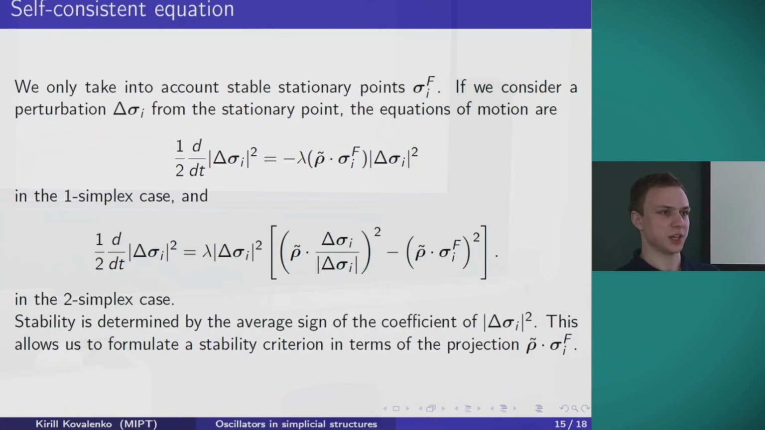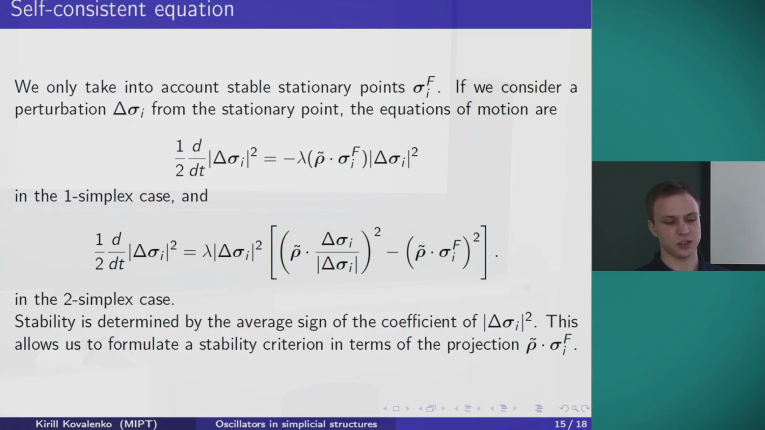We don't want to take into account the points of agents which are not stable, where the agent will not stay in this position. In order to decide which points are stable and unstable, we take a small perturbation from a stationary point and write an equation of motion. In case of one simplex, it's the upper equation, and in case of two simplexes, it's the equation below. As you can see, depending on the sign before delta sigma i squared, this perturbation either exponentially increases or exponentially decays.